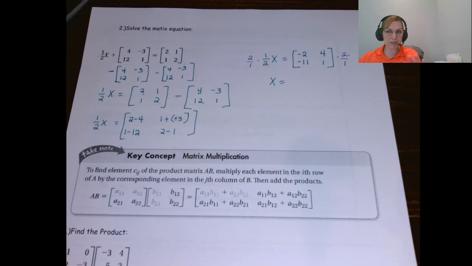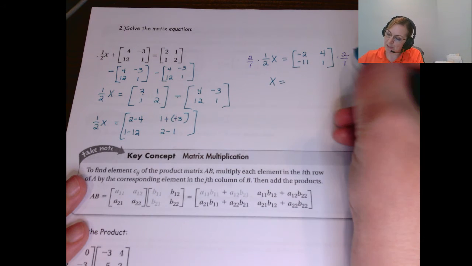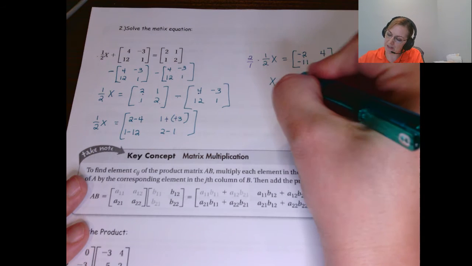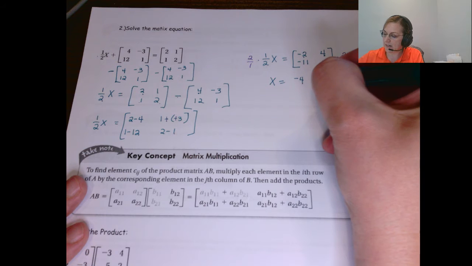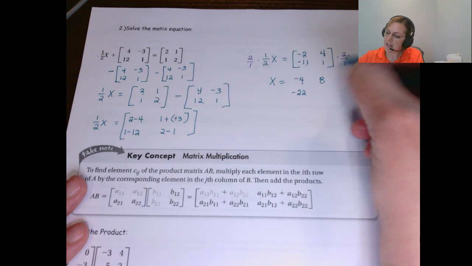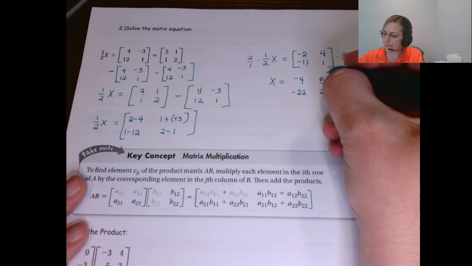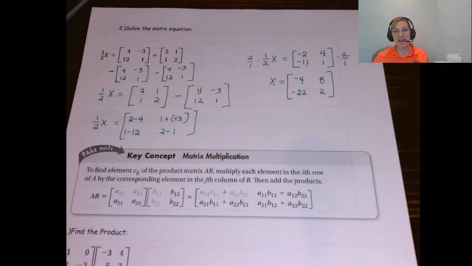Remember, we said that matrix multiplication is commutative. That means order doesn't matter. Whether you multiply by the 2 in front of the matrix or you multiply by 2 in the back, either one is okay. So let's multiply by 2. Negative 2 times 2 gives me negative 4. 4 times 2 gives me 8. Negative 11 times 2 gives me negative 22. And 1 times 2 gives me 2. And voila, there we have our answer.